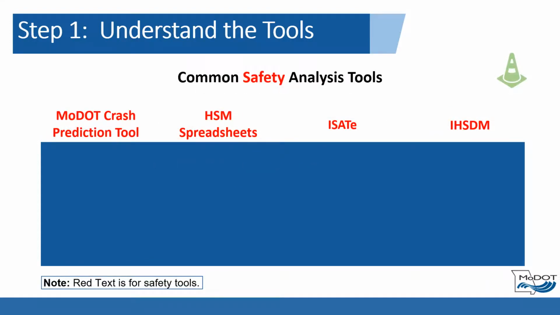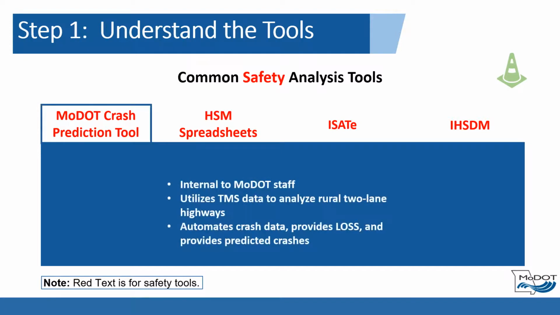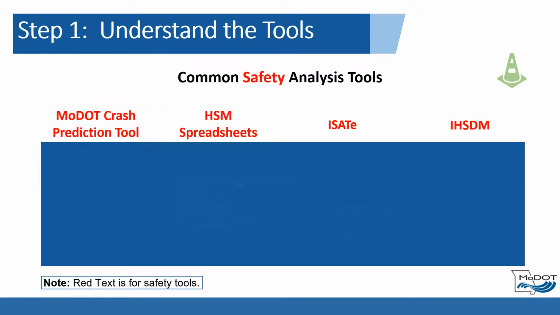Additionally, there are 4 safety analysis tools available to you. The MoDOT Crash Prediction Tool is internal to MoDOT staff and utilizes Transportation Management Systems, or TMS, data to analyze rural two-lane highways. The tool automates crash data and provides the level of service for safety, LOSS, and predicted and expected crashes.